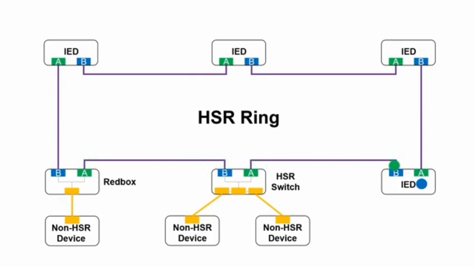Using HSR ring topology eliminates the need for network switches. However, all devices in the ring must support HSR due to the special frame format that will be considered abnormal by a regular Ethernet device.